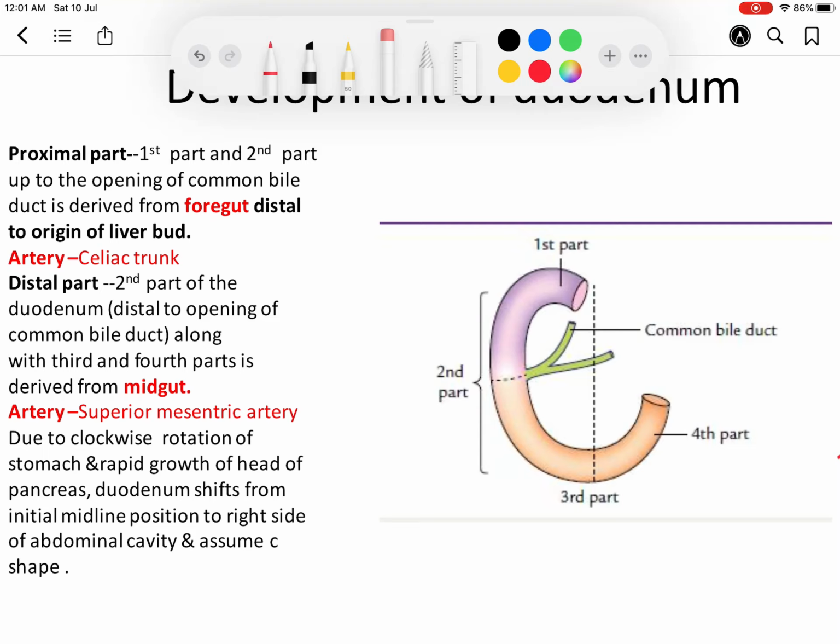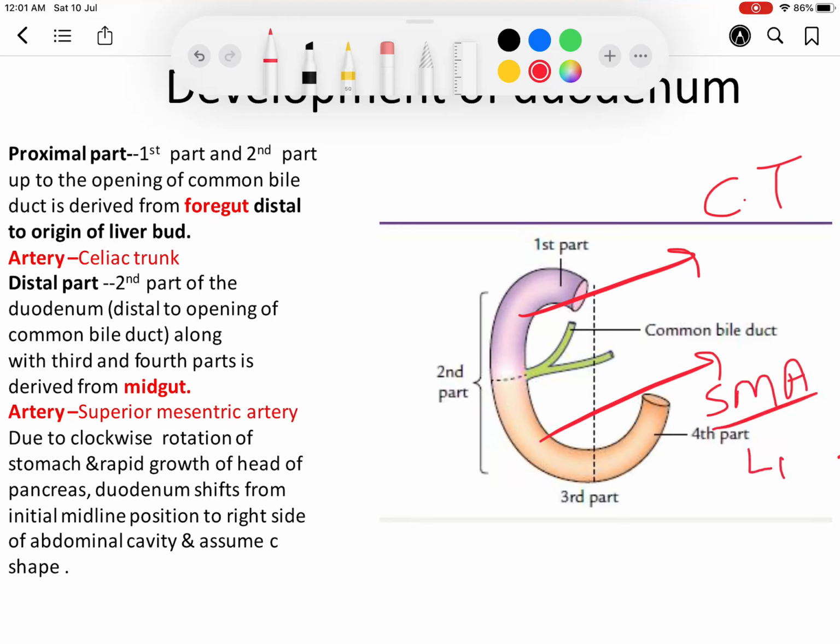The artery of the foregut is the celiac trunk and the artery of the midgut is the superior mesenteric artery. So the proximal part of the duodenum is supplied by the celiac trunk and the distal part of the duodenum is supplied by the superior mesenteric artery, which arises at the level of the lower border of L1, and the celiac trunk arises at the lower border of T12 or L1.